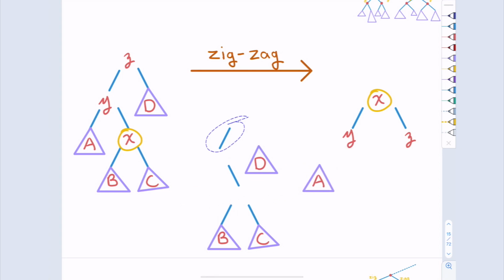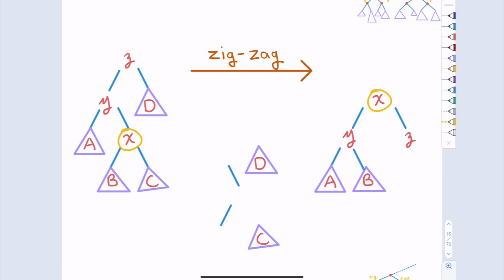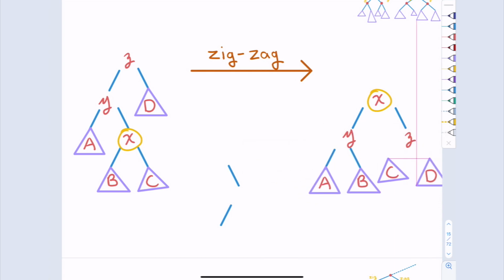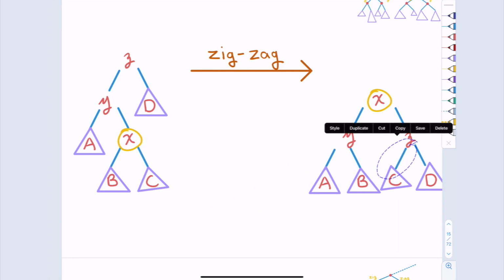A to the left of Y. B to the right of Y, and then the same thing for Z, but C. It seems like every time I don't have to create any new edges, we have just enough. I don't really know why that is, if that's a provable thing or just a coincidence. So there we've done a zigzag rotation, and we rebuilt the tree around X.